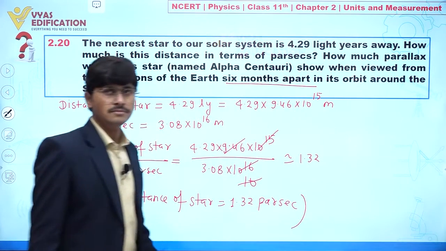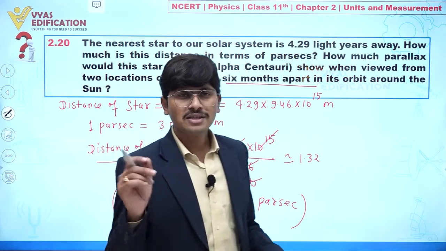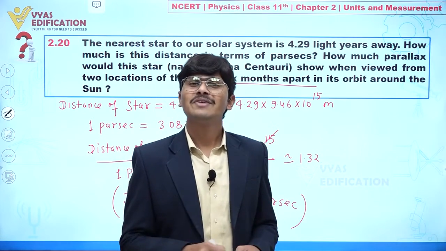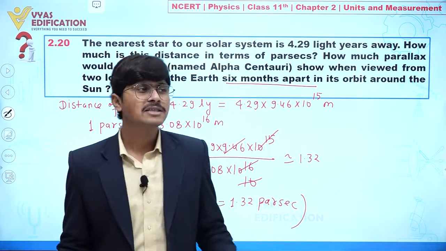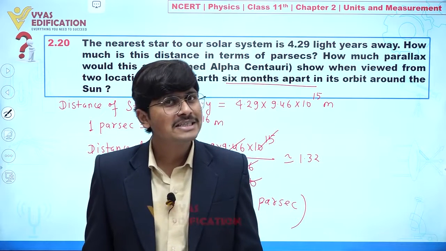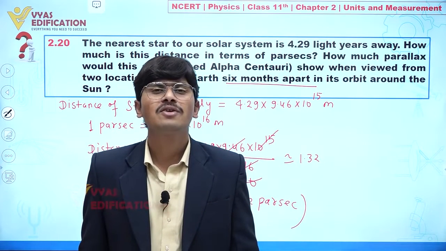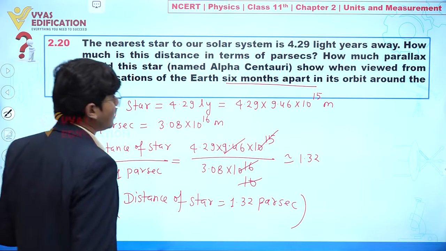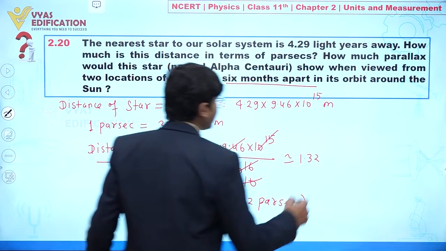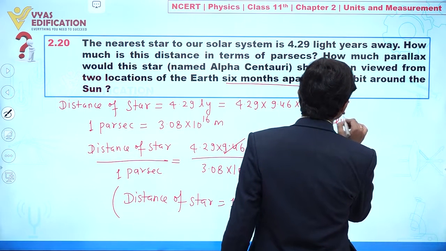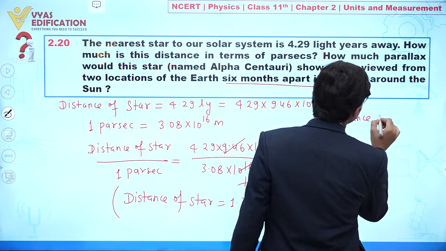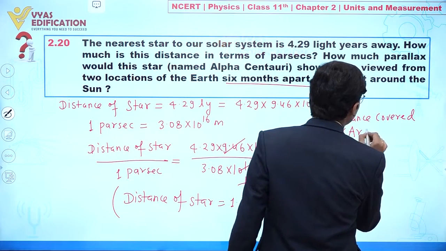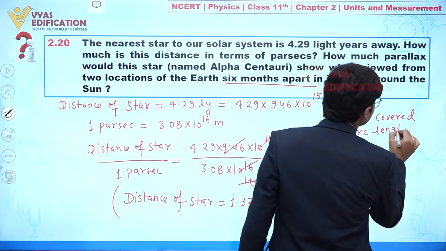Now listen carefully. Actually the Earth revolves around the Sun, and the total time period is 1 year. In 6 months the total distance covered by Earth is equal to half of the circumference. Yes or no? So from here we can write like this, the distance covered, or in terms of arc length, is equal to what?